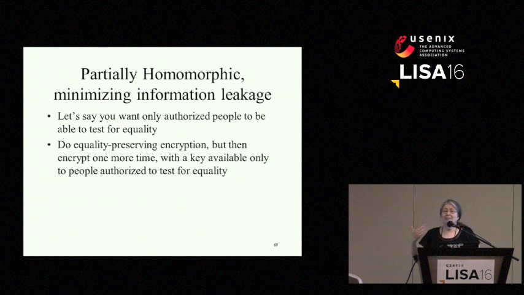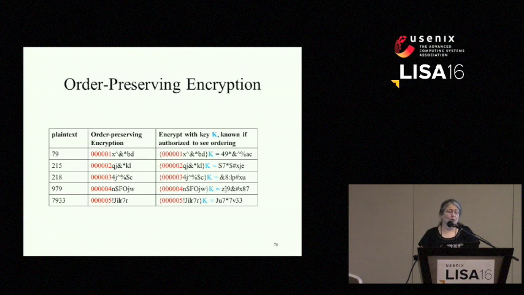Now if you want to minimize information leakage, and let's say you only want authorized people to test for equality, and you want other people to just not be able to test for equality, what you do is you add an extra key, and you encrypt everything after it's been encrypted for order preserving, and then give the key to people authorized to test for that. So here you had this order preserving encryption, like I had on the previous slide, and then you encrypt it with a key that people who are allowed to look at the order preserving can see, but everyone else will just see completely encrypted stuff.